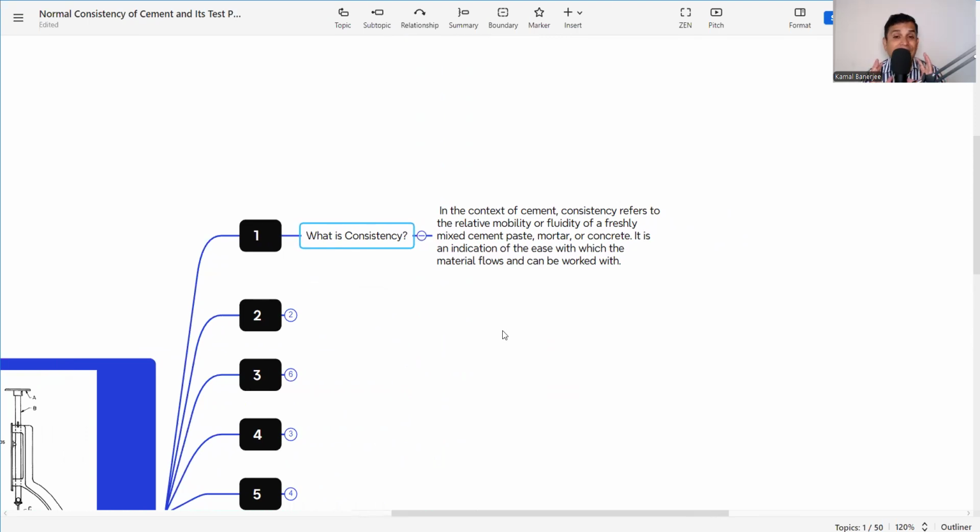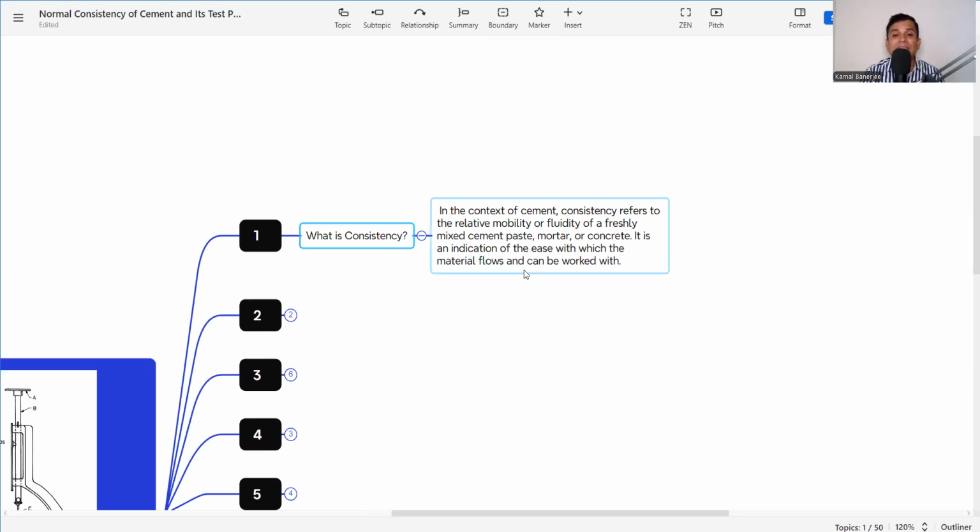Consistency refers to the relative mobility or fluidity of a freshly mixed cement paste, mortar or concrete. That means cement is in a dry state, and we cannot use it in the dry state. We need to add water in order to prepare the mortar or the concrete. So whenever we are adding the water, its relative mobility or fluidity determines the consistency, whether it is a standard one or not, and whether it is workable or flowable or not. That is the consistency.